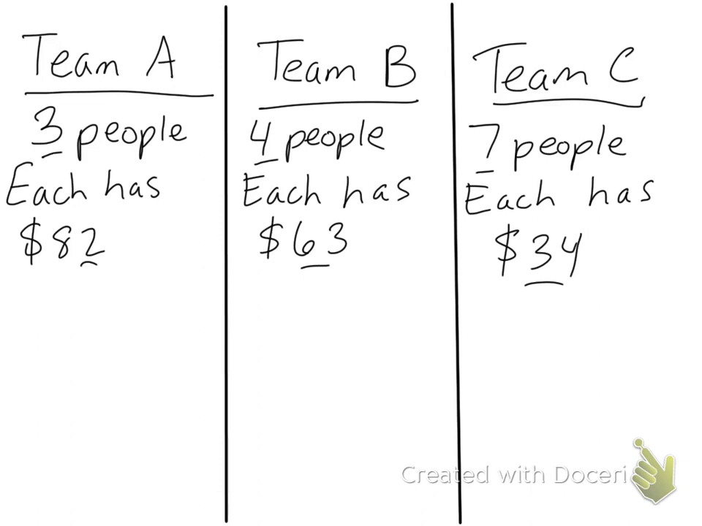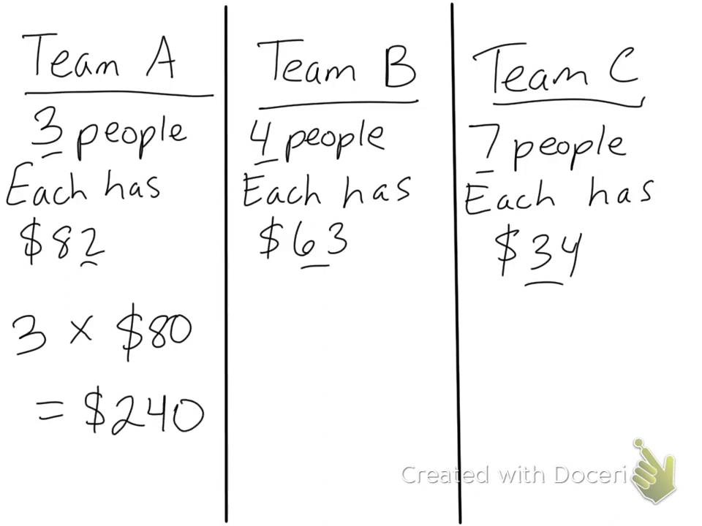So each person on Team A has about $80, and there are 3 people on the team. So 3 groups of $80 equals $240. Let's look at Team B. Well, 63 is really close to $60, and then I have 4 people in each group. So 4 times 60 equals 240.